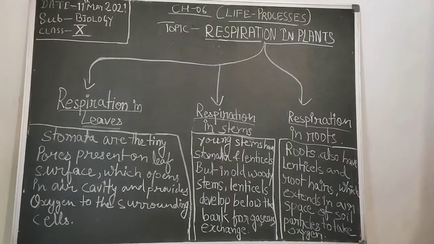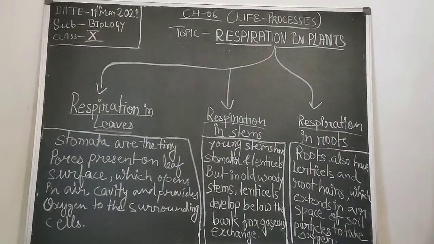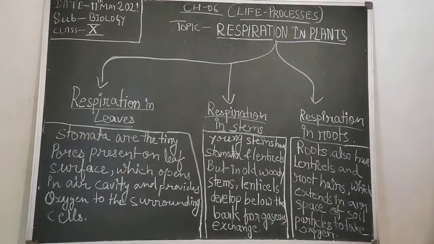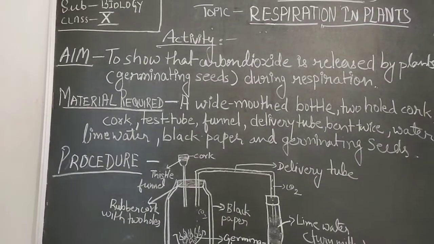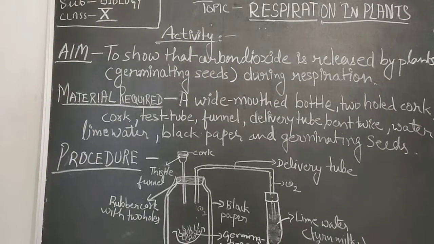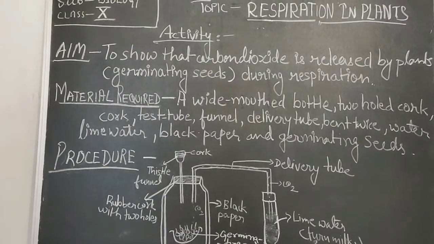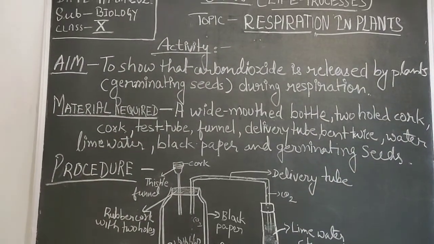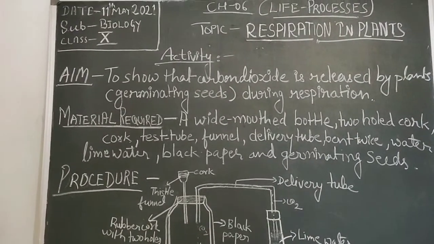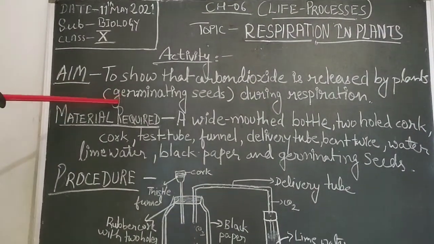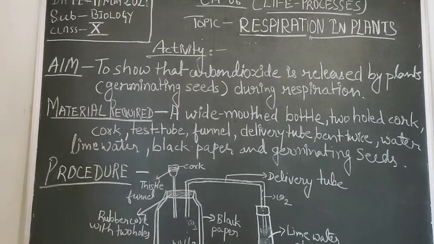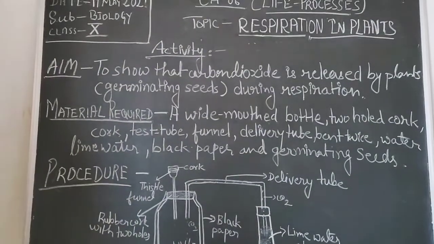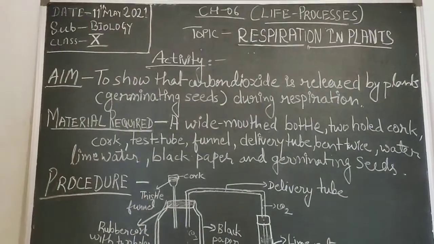Now, students, we will do one activity which shows that carbon dioxide is produced during the process of respiration. Let's see through the activity how carbon dioxide is released by plants during respiration. This activity shows us that it is released by germinating seeds. Students, why have we taken germinating seeds? Because germination of seeds also requires energy, and that energy is obtained through the process of respiration.